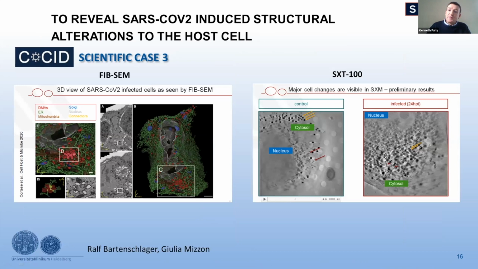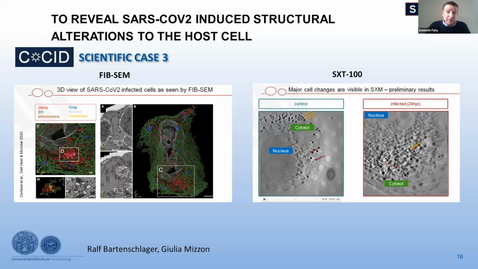In the third use case, in collaboration with Ralf Bartenschlager at University Hospital Heidelberg, they used FIB-SEM and TEM tomography to characterize the changes to the overall cell architecture of lung epithelial cells upon SARS-CoV-2 infection, and now the SXT100 is being used to confirm these changes on a larger number of cells.